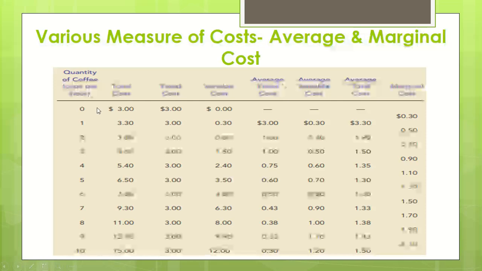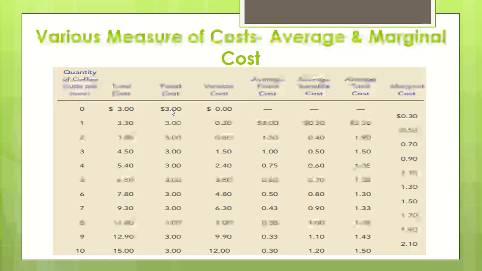So starting from column 1, that is the quantity, starting from 0. At the quantity produced, that is 0, the total cost here is $3. That is, fixed cost is $3 and the variable cost is 0. So by adding both of these costs, fixed cost plus variable cost, $3 plus $0, we get total cost, that is $3.